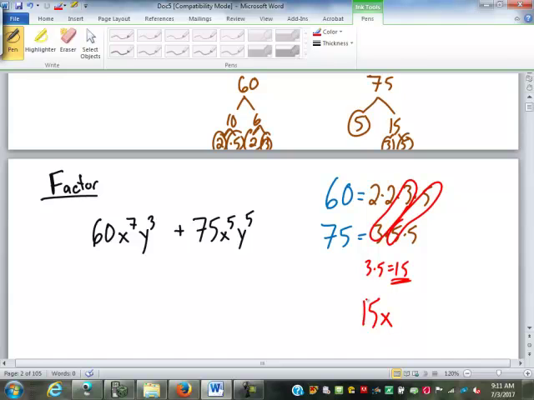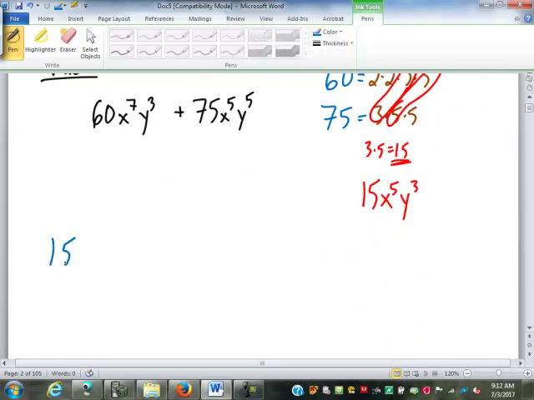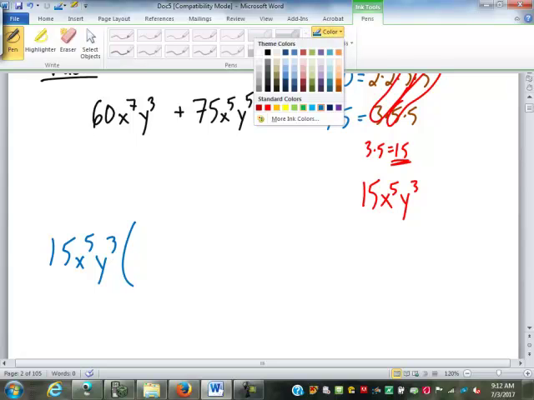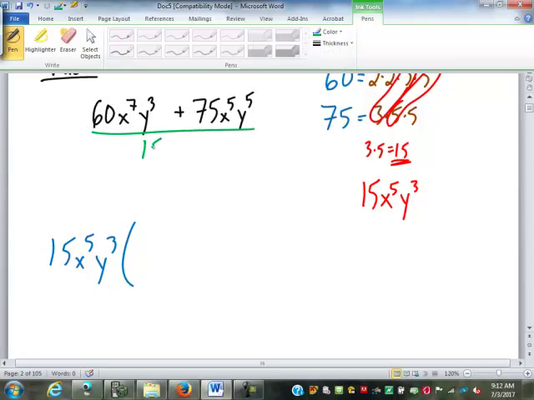What's going to be the power on the x? 5. We're looking for the smaller power when we do GCF. And for y? 3. Very good. So now 15, x to the 5th, y to the 3rd is going to be one of our factors. We need to find the other factor by dividing out the 15, x to the 5th, y to the 3rd. See what's left over.